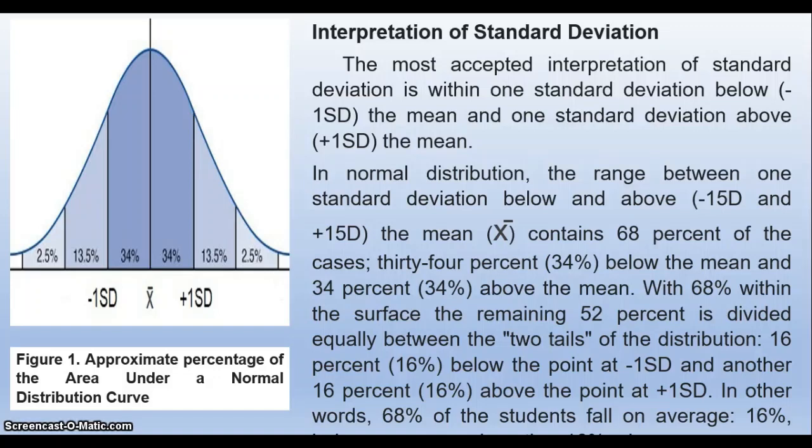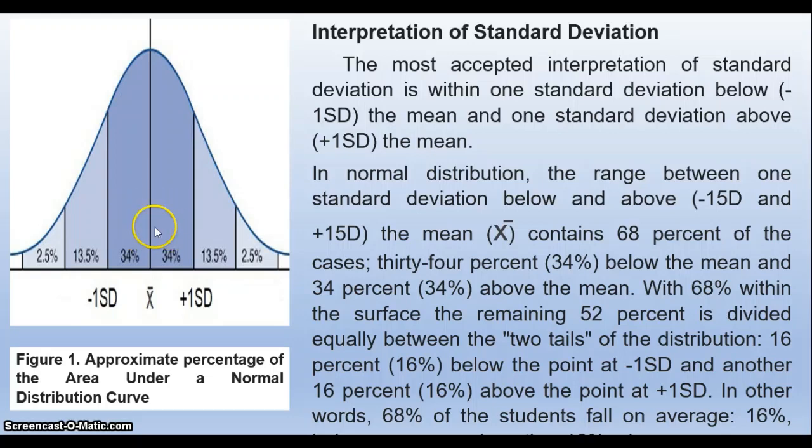In a normal distribution, the range between one standard deviation below and above the mean contains 68% of the cases. 34% below the mean, so this is the mean, as you can see, and 34% above the mean. Here is the sign: above the mean, below the mean.